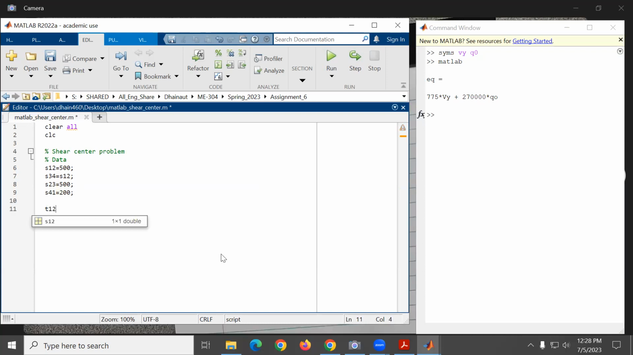So T12, 0.8. All right. T23, 1.1. T34 is the same as T12, and T41, 1.2. Let's see what else we had on the data. We had the area to be equal to 135,000, if I remember right.